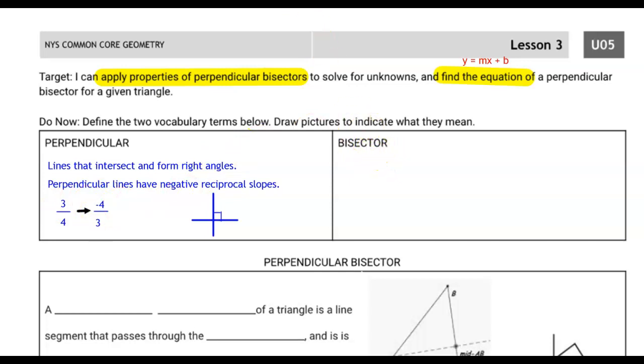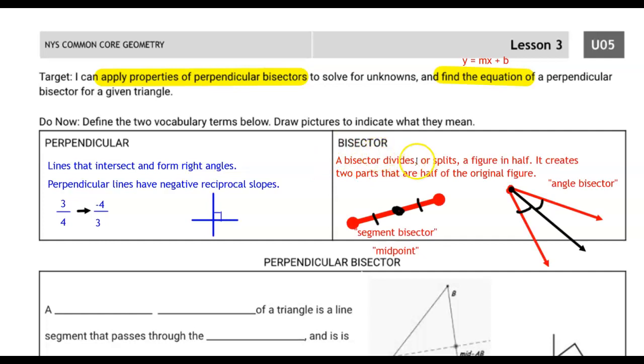All right, bisector is another word, and let's take a look at the definition of bisector. A bisector's job is to divide or split a figure in half, and it creates two parts that are half of the original figure. So in this case, we're looking at a line segment, this red line segment, and this point splits that line segment in half, and it creates two parts, this line segment here and this line segment here, that are both half of the original figure. So this point is called a segment bisector. Of course, normally we call this thing a midpoint, but it could also be known as a segment bisector because that's what it does, it bisects a segment.